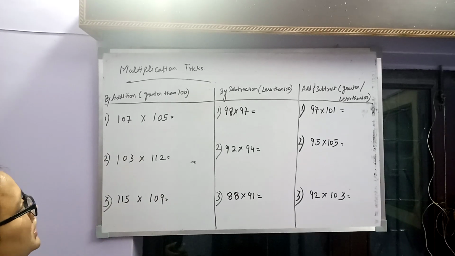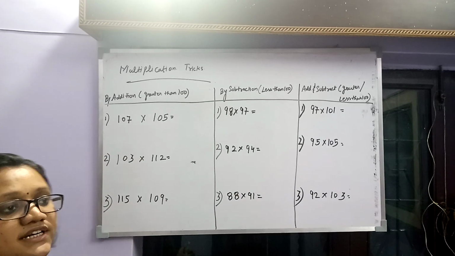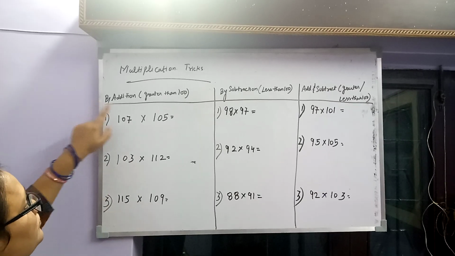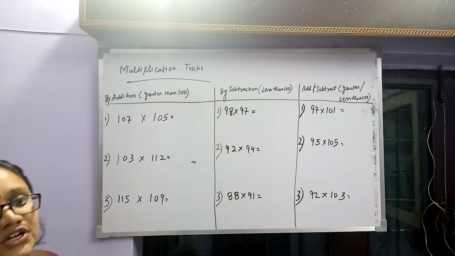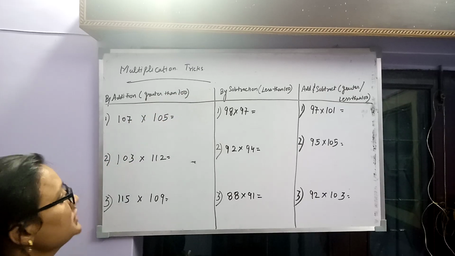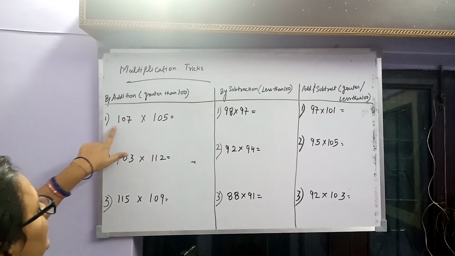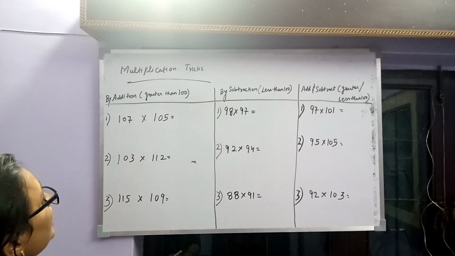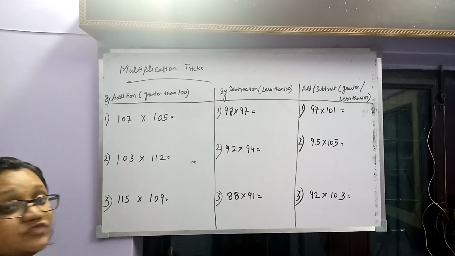Today I am going to discuss three types of questions. The first type is when the numbers are greater than 100, or nearest to 100. I have taken one example: 107 multiplied by 105. Now see how to get the multiplication in a few seconds.